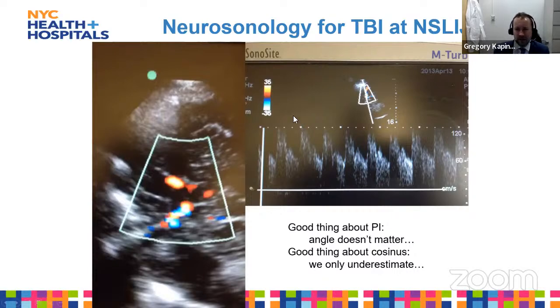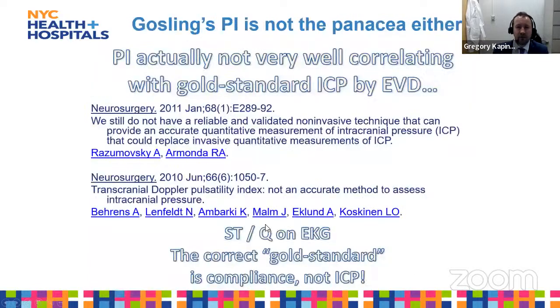So these are our pictures from North Shore in 2013, where I was not as good as Viguet, but I could see the circle of Willis on most of my patients. And here is the waveform that you can see with the peak systolic velocity right there and the end diastolic velocity right there. And you can see it's above 60. So this patient was quite perfusing well. The Gosling PI was quite frequently used in the literature in the 2010s.